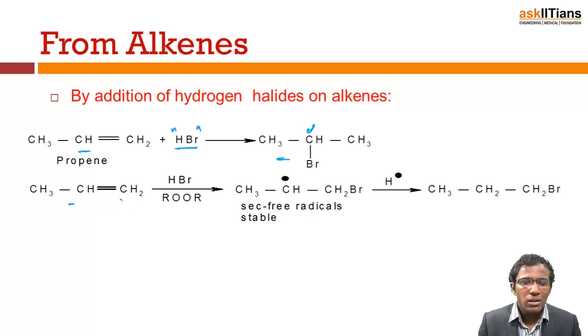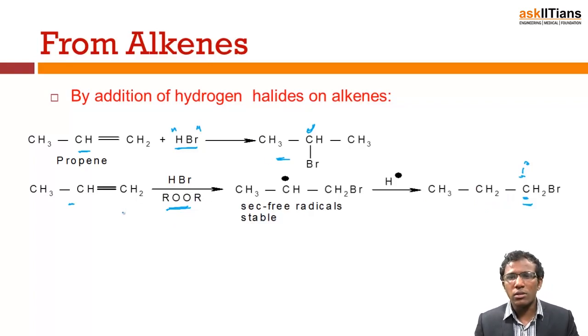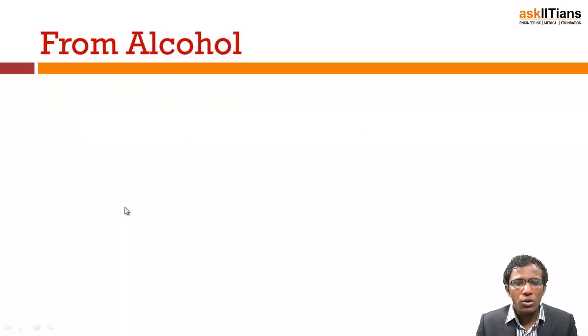In this other case we are getting the primary bromide, n-bromopropane, or 1-bromopropane. Here bromine is present at the primary carbon, which is possible by taking HBr in the presence of ROOR, where I will get the primary as the major product. So not only the secondary, there are other reactions available to get the primary in major amount. Now let's see how we can prepare from alcohol. Here the first is the reaction with halogen acid.